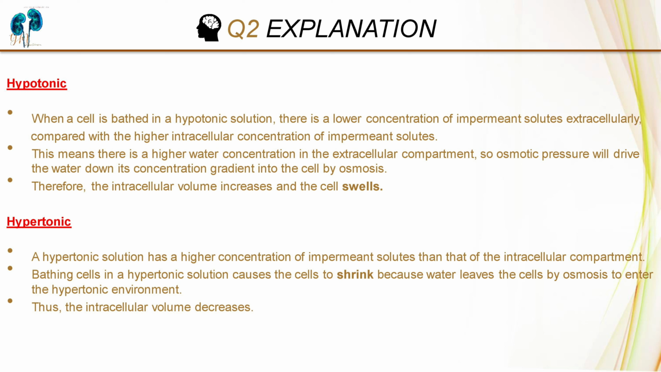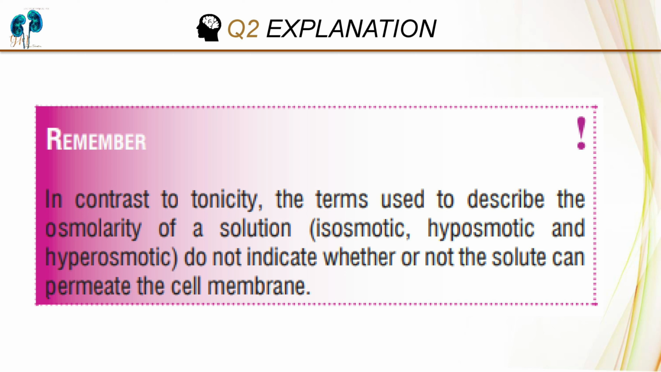So next is hypertonic solution. A hypertonic solution has a higher concentration of impermeable solute than that of the intracellular compartment. Bathing a cell in a hypertonic solution causes the cell to shrink because water leaves the cell by osmosis to enter the hypertonic environment. Thus, the intracellular volume decreases. So here we want to remember one thing. In contrast to tonicity, the terms used to describe the osmolarity of a solution do not indicate whether or not the solute can permeate the cell membrane.